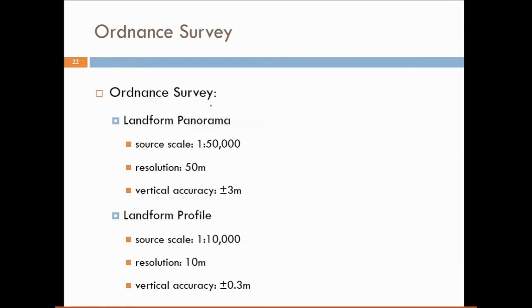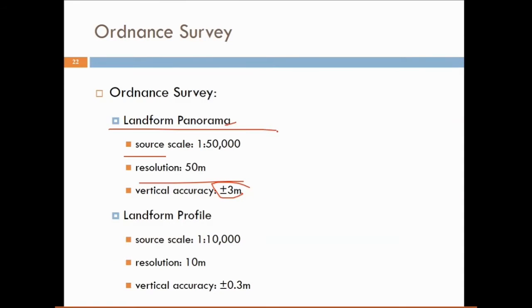And in the UK you have the Ordnance Survey. You can get the Landform Panorama data. The source scale is 1:50,000, the resolution is around 50 meters, and the vertical accuracy is 3 meters. So in a DEM you always talk about resolution and vertical accuracy.